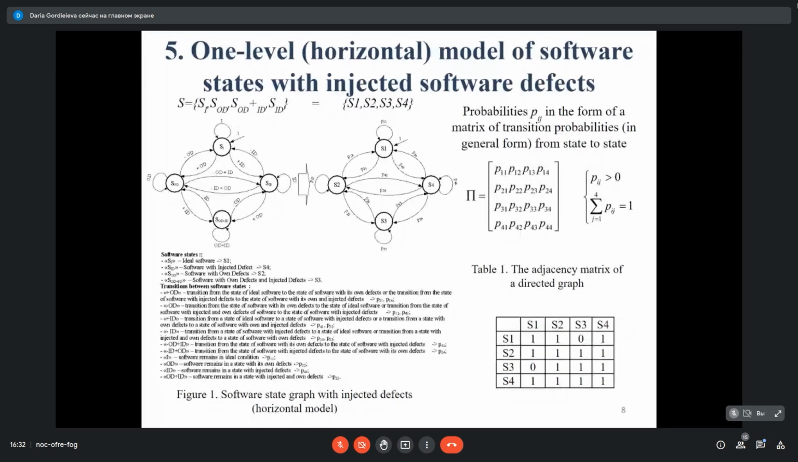Next, we will present the topology of the directed graph in the form of an adjacency matrix.